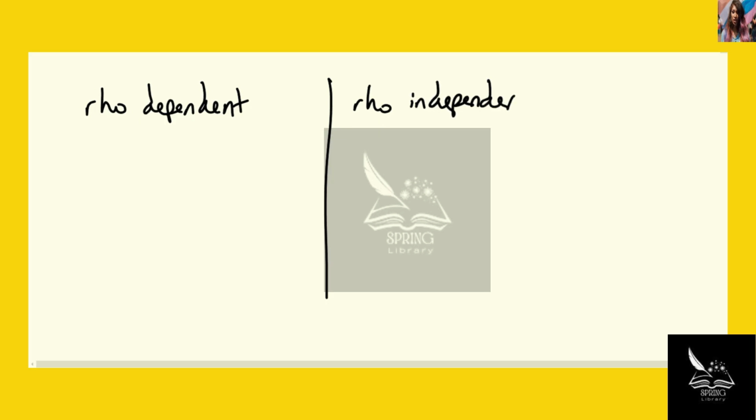To answer this question, we first have to distinguish between rho-dependent termination and rho-independent termination. So the main difference between rho-dependent and rho-independent termination, and of course this is in prokaryotes, let's remember, is that with rho-dependent termination, we are going to use the association between rho.